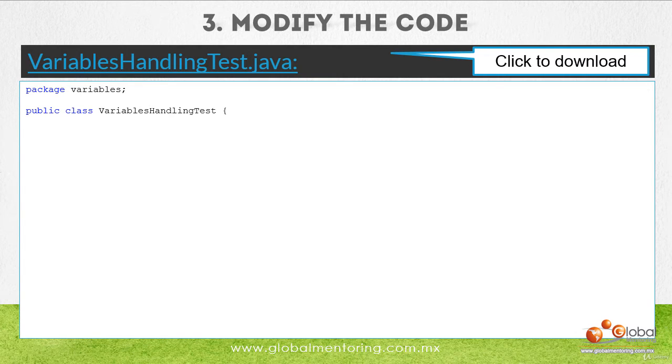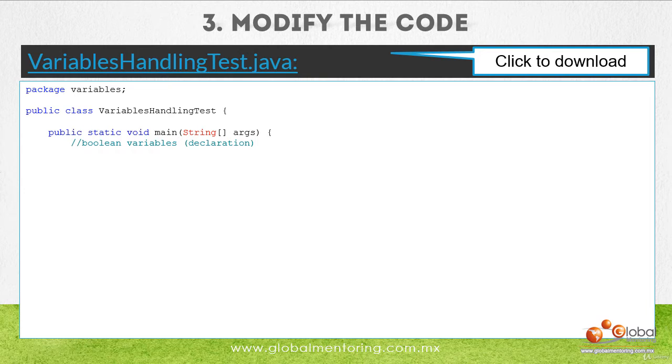After that, we code public class VariablesHandlingTest, open bracket, and write the main method. As we said, the main method is needed to execute our program. So we write public static void main, an array of strings that is called args. That means arguments. And we write a comment. As we said, a comment doesn't affect the execution of a program.